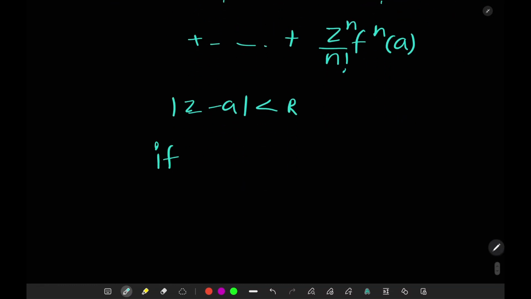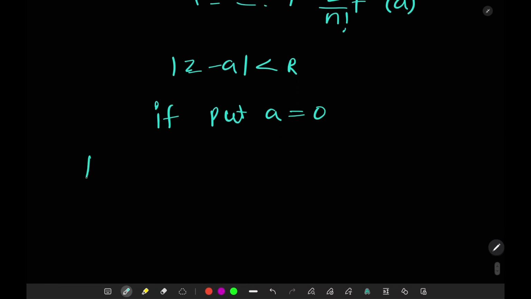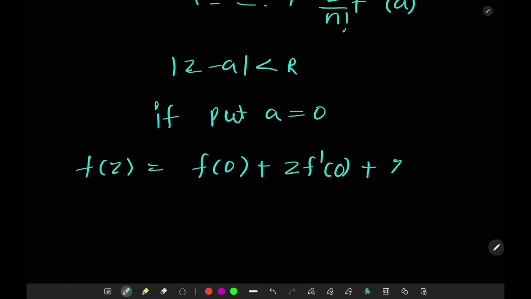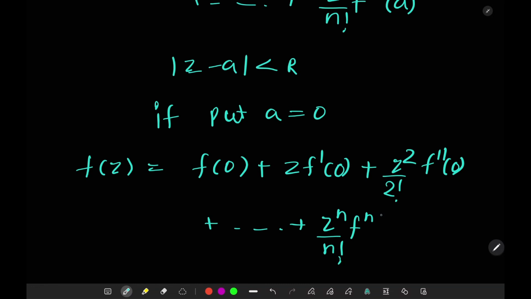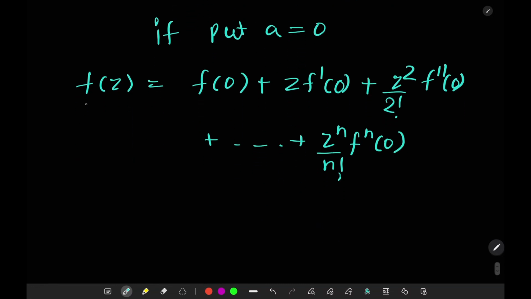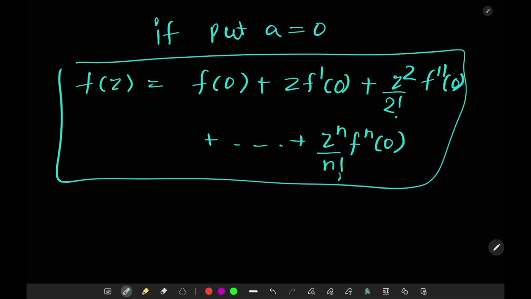If we put a equals to 0, then f of z equals to this: f double dash 0 plus up to z raised to power n by factorial n times the nth differentiation of f(0), and this series is called Maclaurin series.